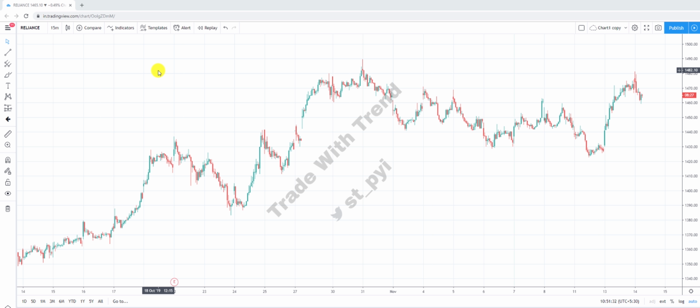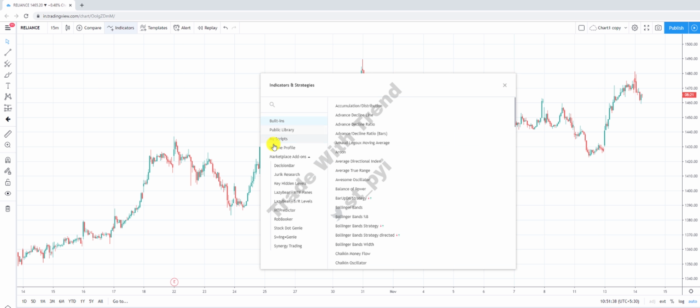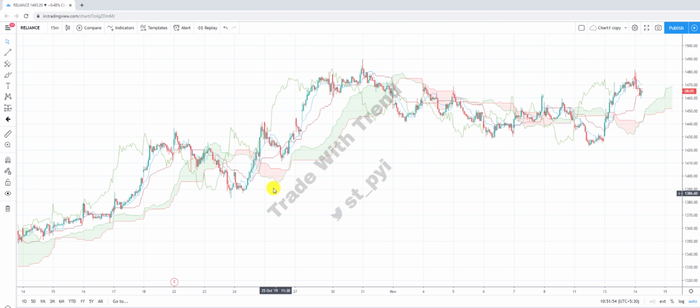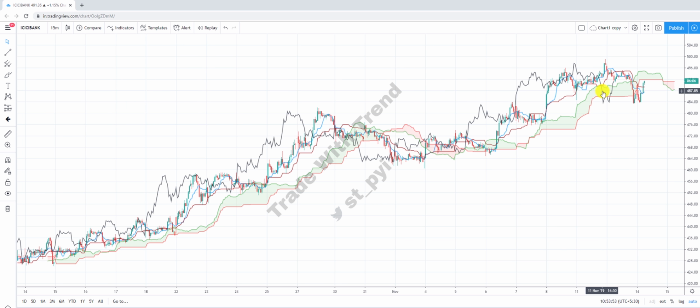So let me first show you how to apply the Ichimoku indicator on the chart. At tradingview.com, go to the indicator section and look for the Ichimoku indicator. Now this is a default indicator that is built in. You just click on it, close this tab, and the indicator will now be applied to the chart. Once you have this basic chart setup ready, you then have to ensure that your time frame is set to 15 minutes, and you can change the symbol from this section.